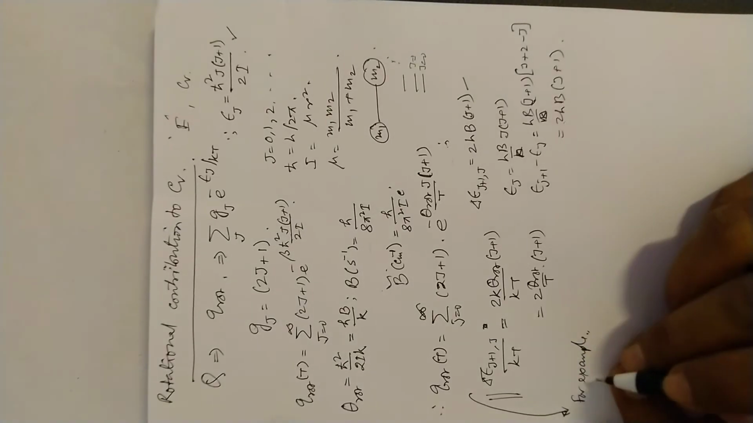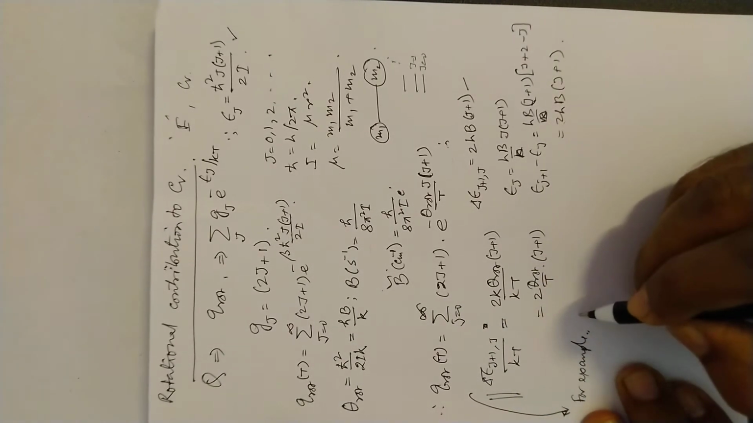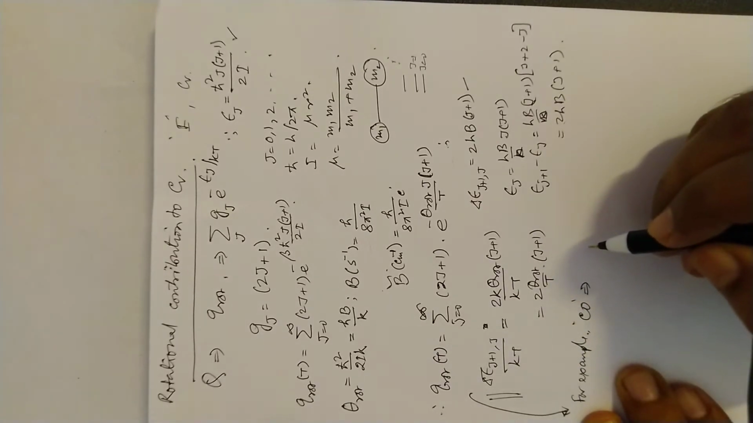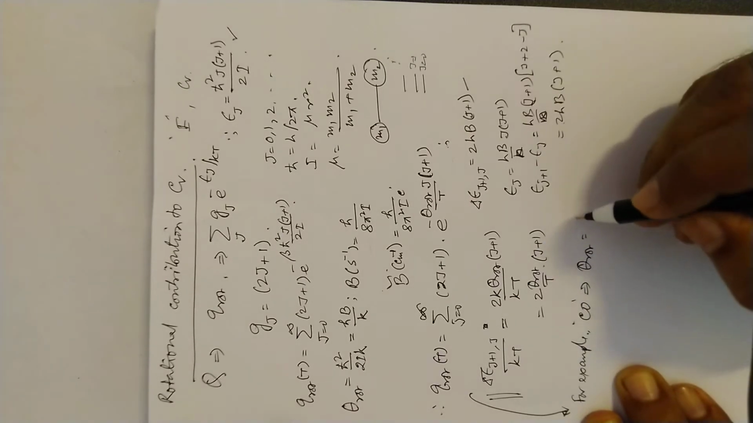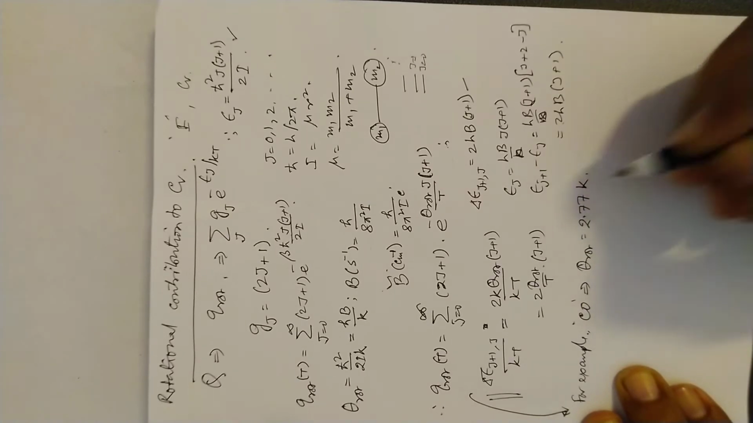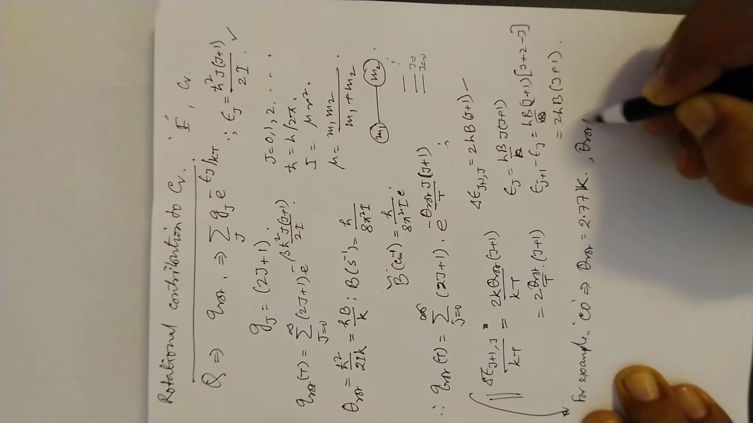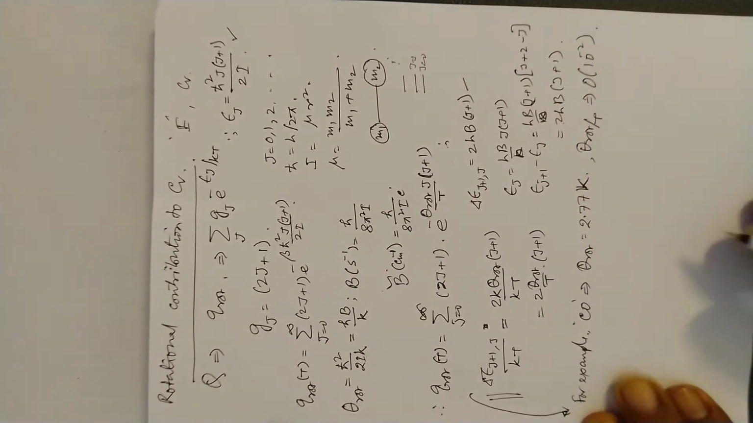So let me start again. For example, if we consider carbon monoxide, what is the theta rotational value? Theta rotational value turns out to be about 2.77 Kelvin. Given this, theta rotational by T is of the order of 10 to the power minus 2, which is a very small number.